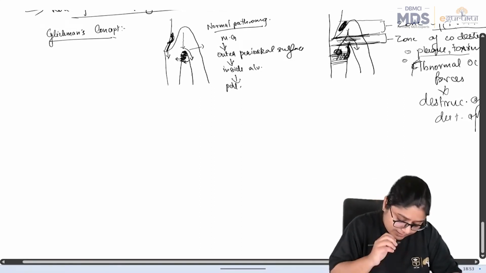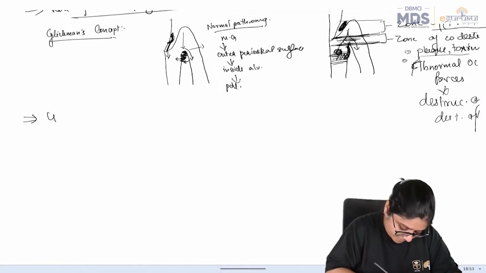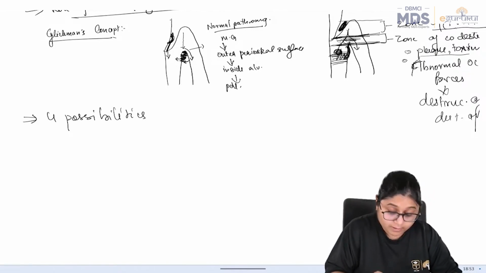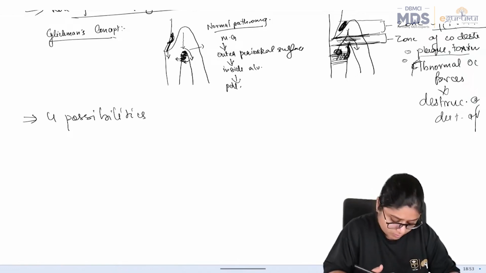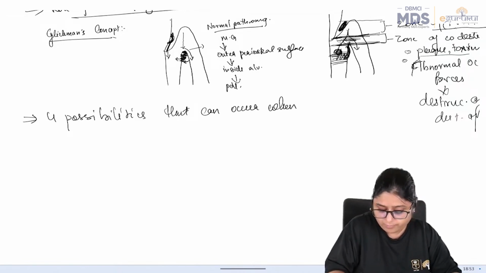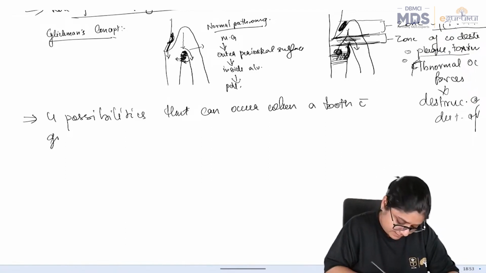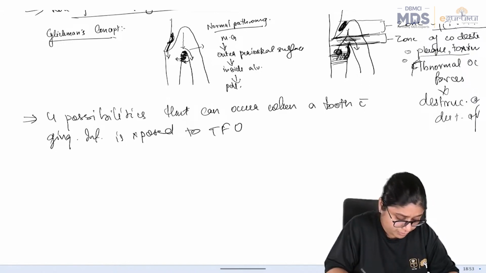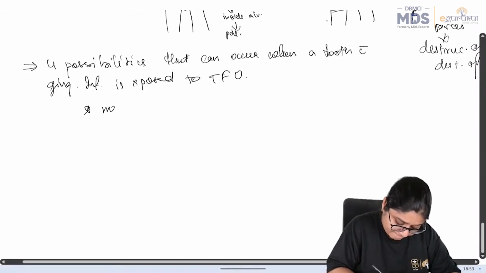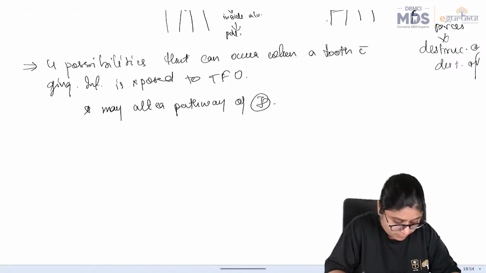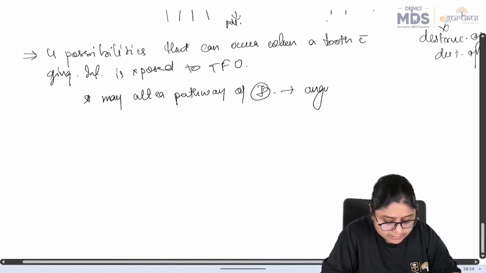Now, according to Glickman's concept, there are four possibilities that can occur when a tooth with gingival inflammation is exposed to trauma from occlusion. It may alter the pathway of inflammation, which may result in angular bony defects.